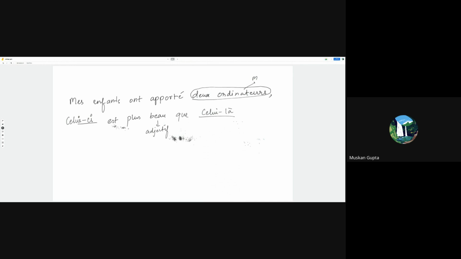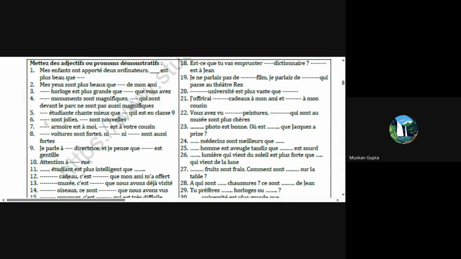If there is a noun, let's say before ordinateur there would be a blank, you would simply use the adjective, ce. If there is no noun, we are using the pronoun demonstrative. It's very simple to identify. So I think you're ready.